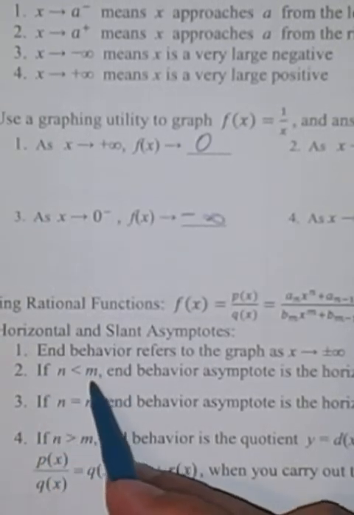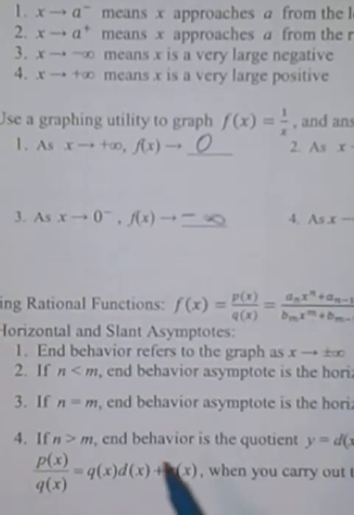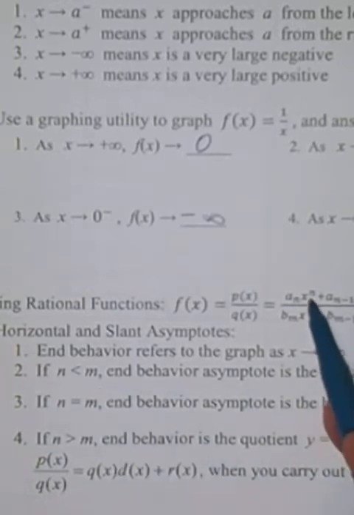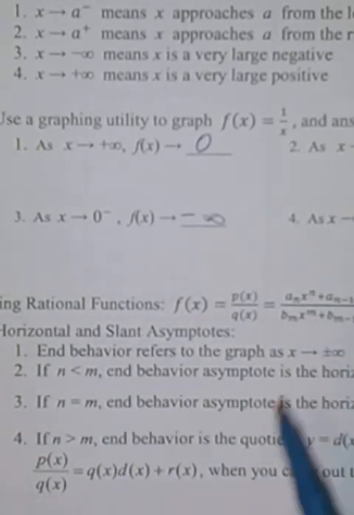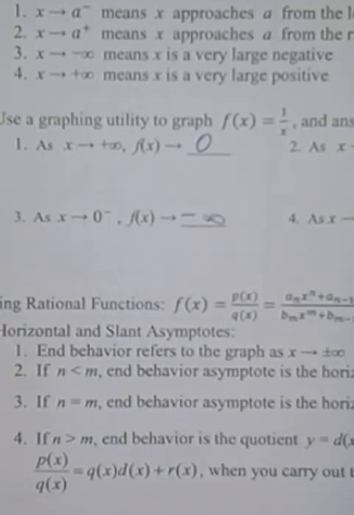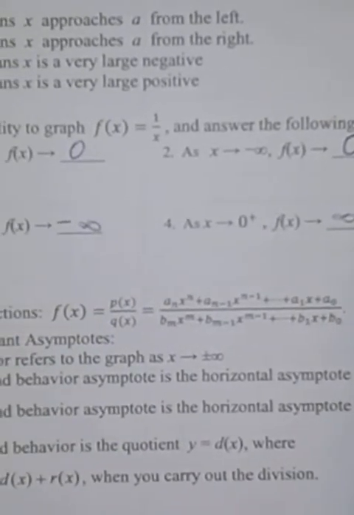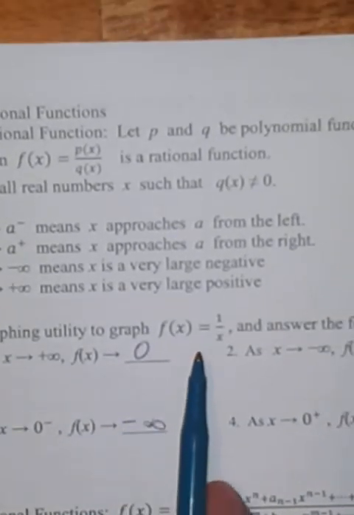Number 2, if n is less than m, which means the leading exponent on top is less than the leading exponent on bottom, or the biggest exponent on top is smaller than the biggest exponent on bottom, the end behavior asymptote is a horizontal asymptote y equals 0. The line y equals 0, that's the horizontal asymptote, which happened, by the way, on f of x equals 1 over x.